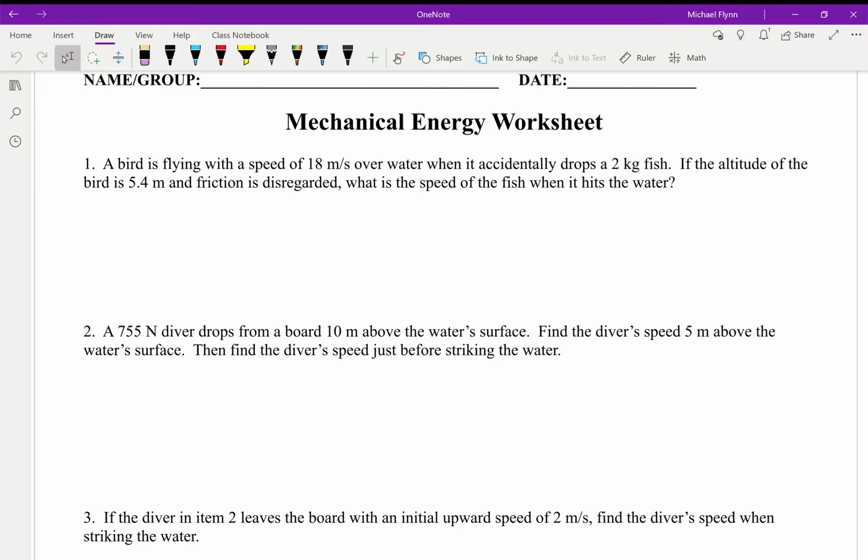So I'm going to post answers to this a little bit later, but just to show you how you do questions like this. Okay, these are energy problems, so let's just get right to it.